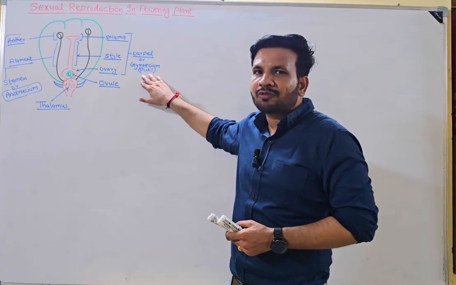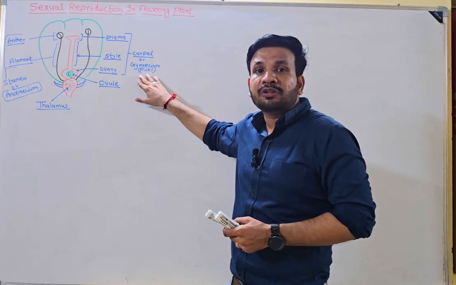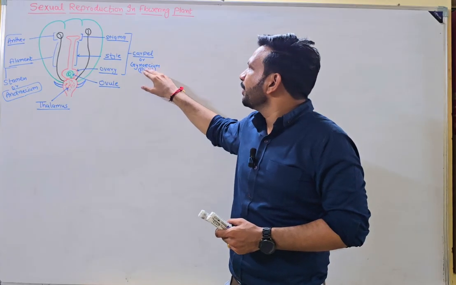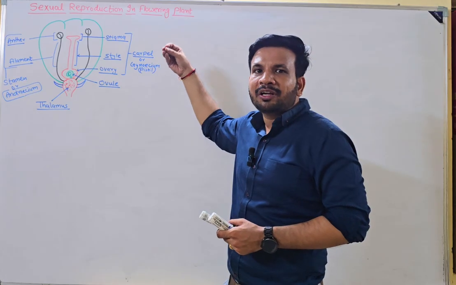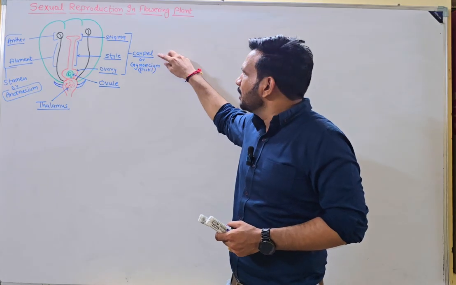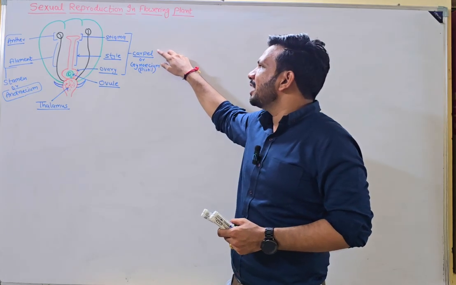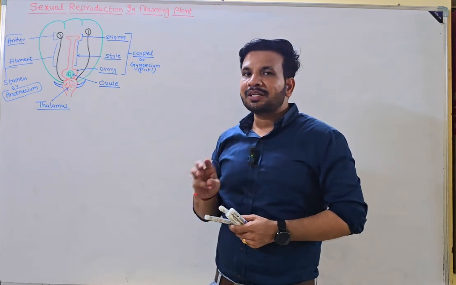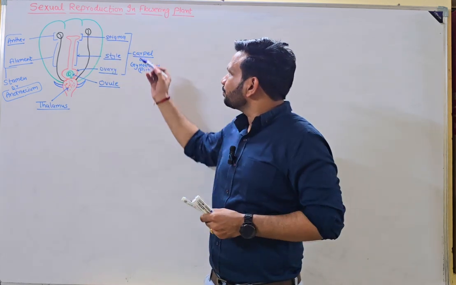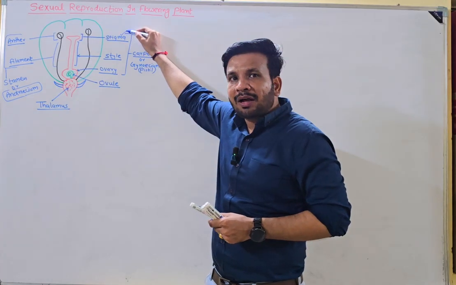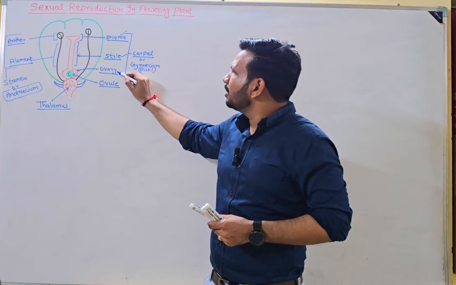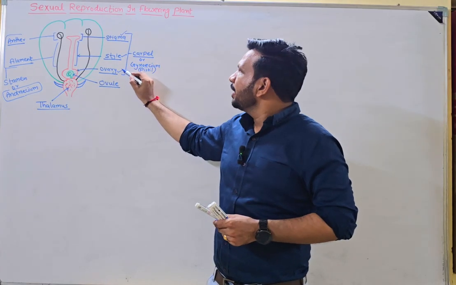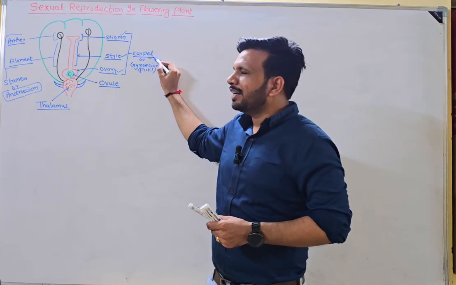So the gynoecium is the female reproductive part of the flower. Okay, and the gynoecium is made up of a number of carpels. Let's talk about the parts of the carpel. How many parts are there? There are 3 parts in the carpel. The first part is stigma, the second part is style, the third part is ovary. And all together we call it the carpel.